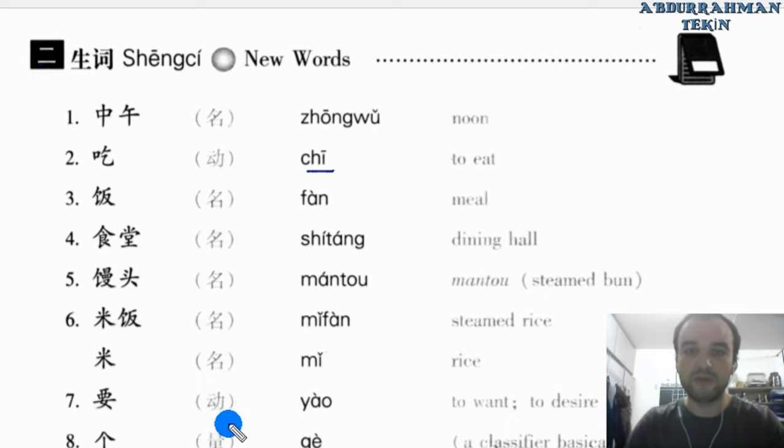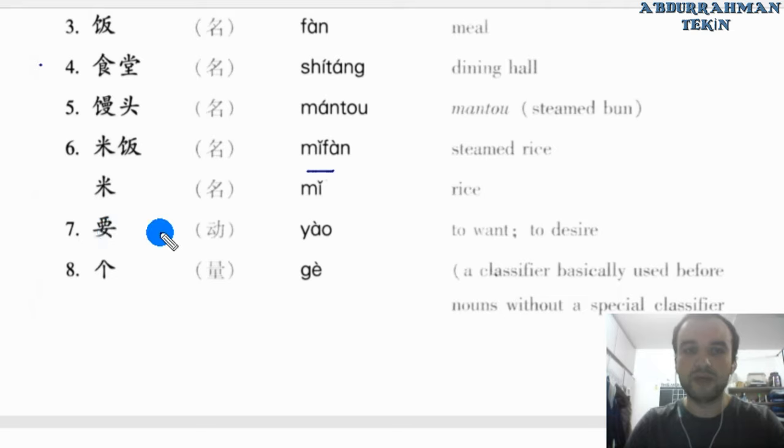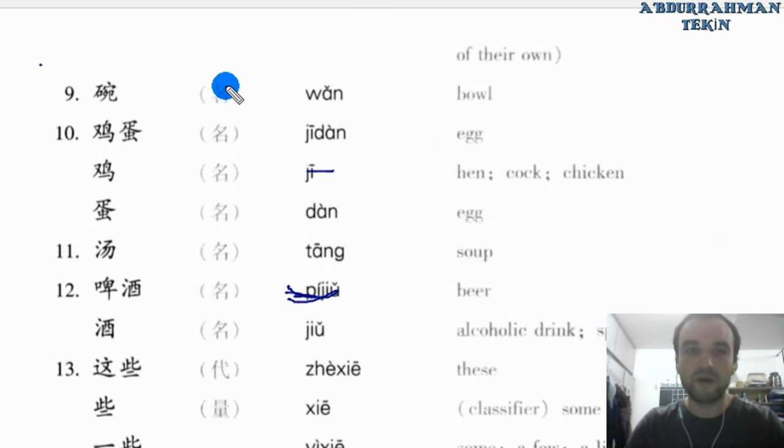The other word is mifan. Mifan is rice, and mi also means rice. And yao, yao means want, to desire. Ge is another major word, and we will usually use this word. It's a common one. And wan means bowl. Jidan, jidan means egg. Here ji means chicken, dan means egg. Jidan, chicken egg. Tang means soup.